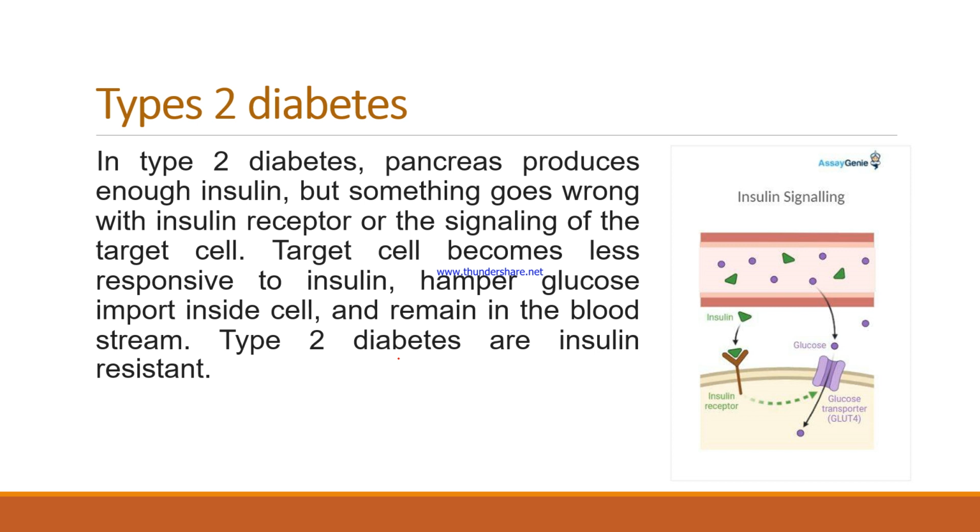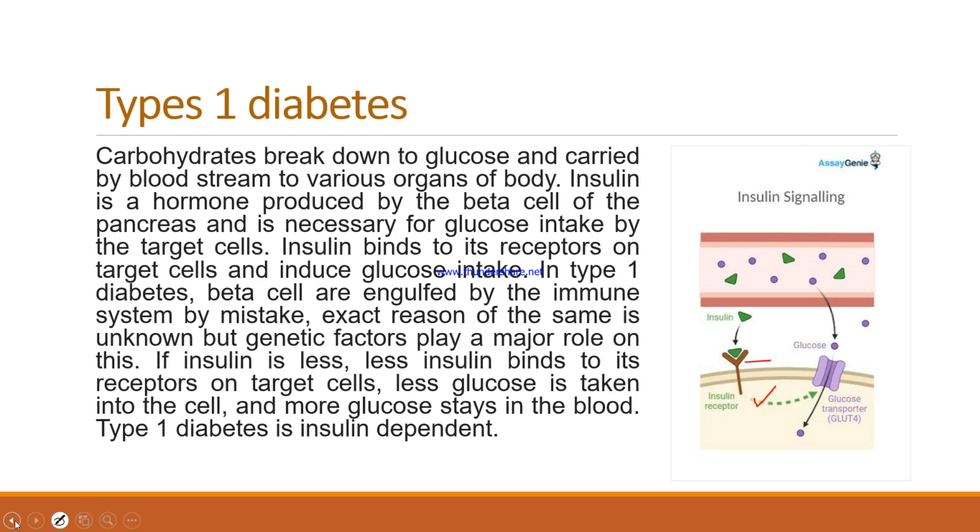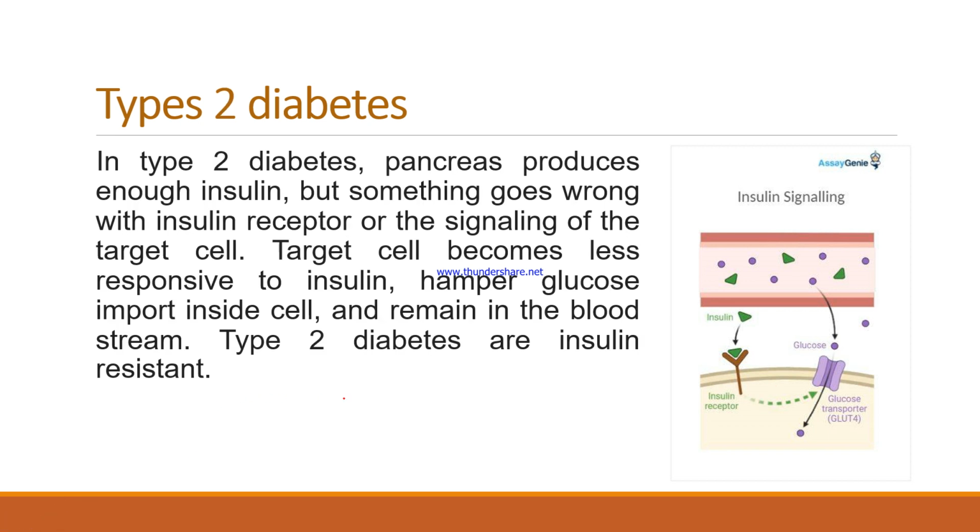there is no proper signaling, and fewer insulin molecules bind with the insulin receptor of the target cell, then naturally fewer glucose transporter channels open, and less glucose enters inside the target cell, and it remains in the bloodstream, which also causes hyperglycemia. Okay, so type 2 diabetes is insulin resistant. Type 1 diabetes was insulin dependent, and type 2 diabetes is insulin resistant.